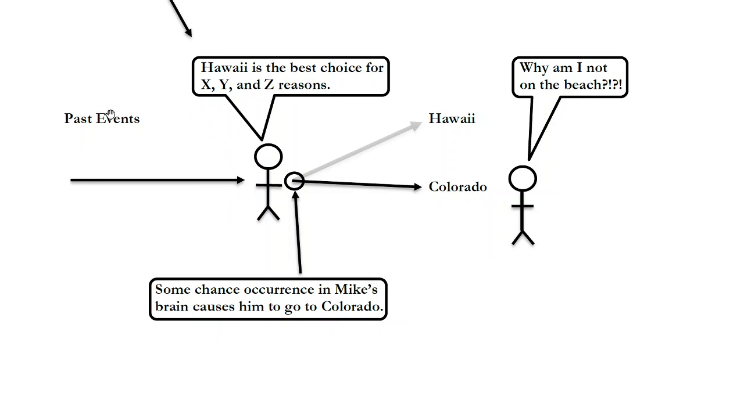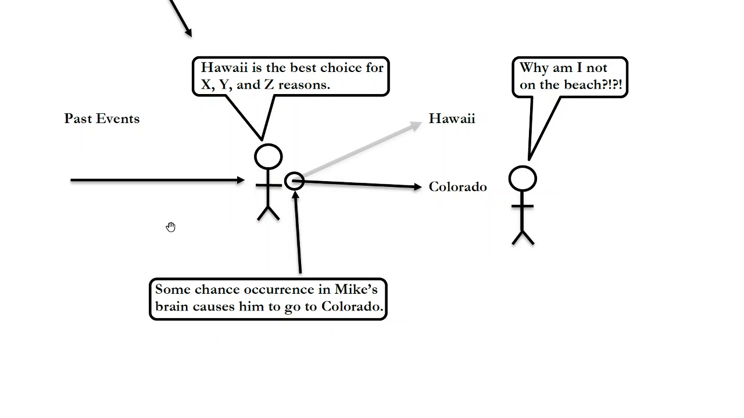There's a whole past behind Mike, and in the past, Mike's deliberating, should I go to Colorado or Hawaii? I don't know which one I should go to. He comes up with all these reasons for and against, but eventually he says, Hawaii is the best choice for X, Y, and Z reasons. Now, if indeterminism is true, that means that although maybe it's overwhelmingly likely that Mike will end up in Hawaii, it's still possible for him to end up in Colorado.